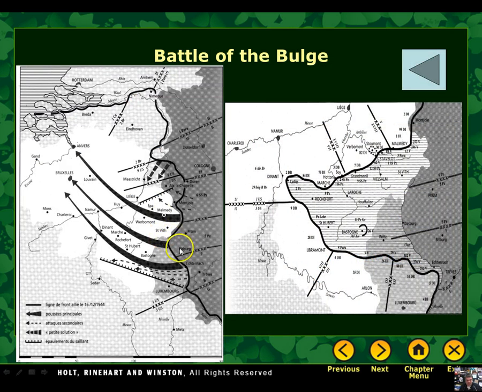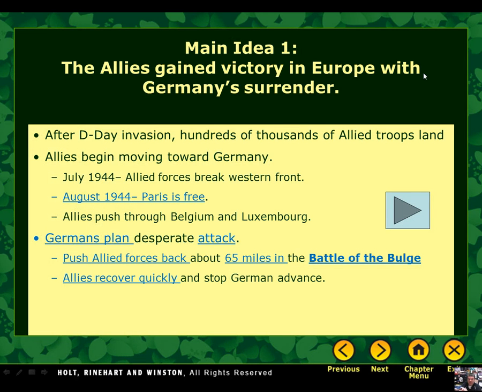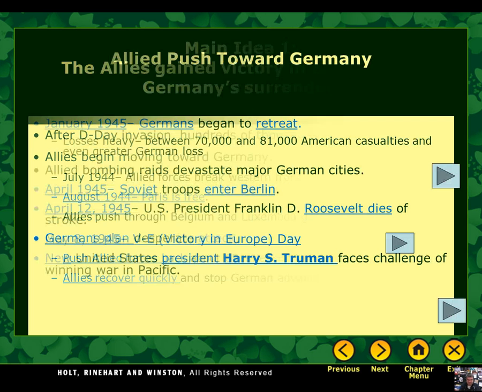So the plan was to unleash all of the forces into this one area, forcing the Allies back and pushing them off of France, or off of the European continent. Unfortunately, that didn't work. It was successful at first, and it pushed the Allies back 65 miles and created this bulge in the line. And that's where the name Battle of the Bulge comes from. But the Allies quickly recover and begin to push that bulge back and continue to push towards Germany.